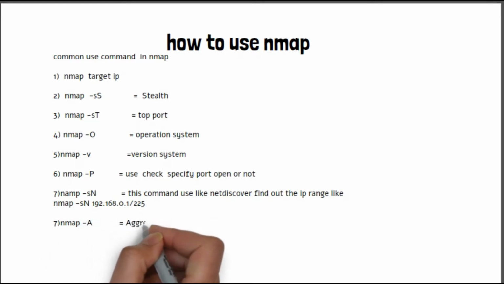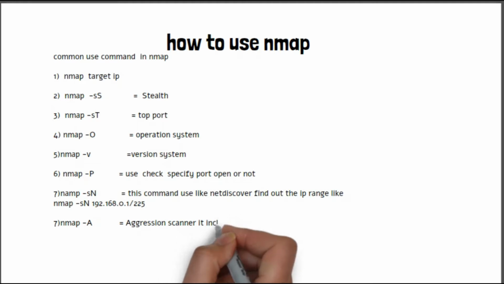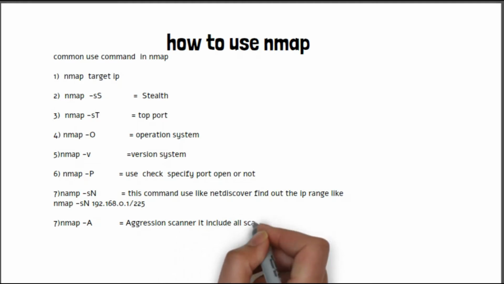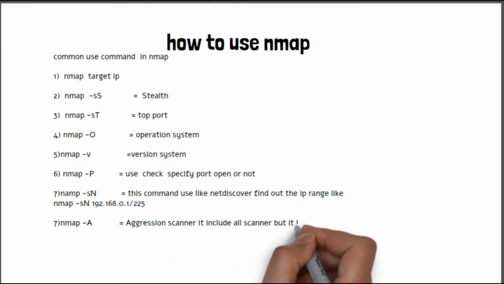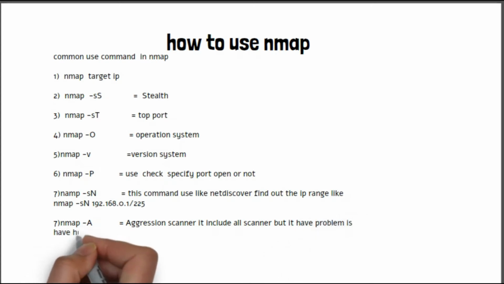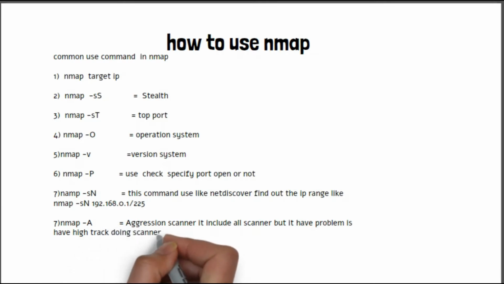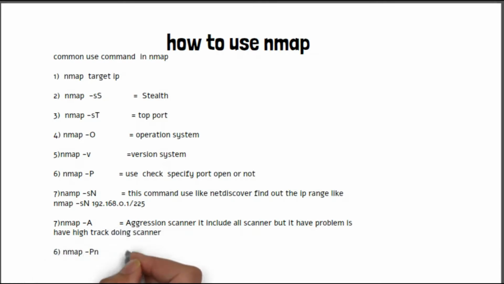And number 7, the aggressive scan is the most aggressive scan because it includes all the commands I talked about before, but it leaves a lot of tracks before anyone can track you. For that reason we do not suggest using the aggressive scan.